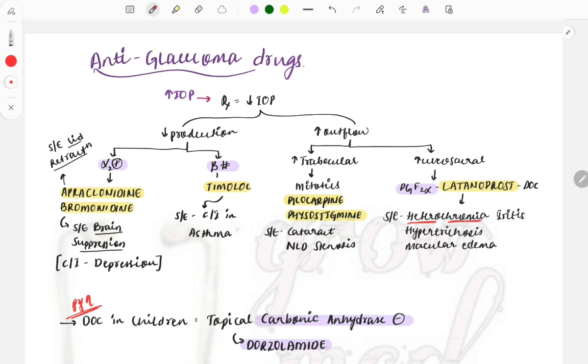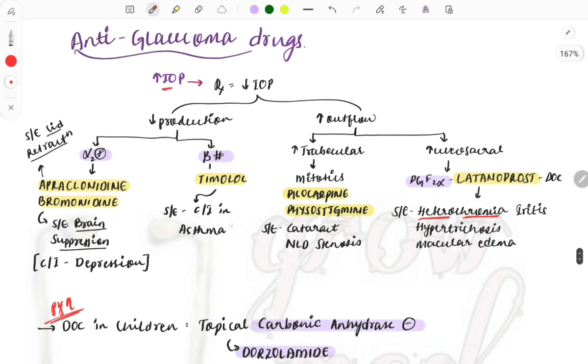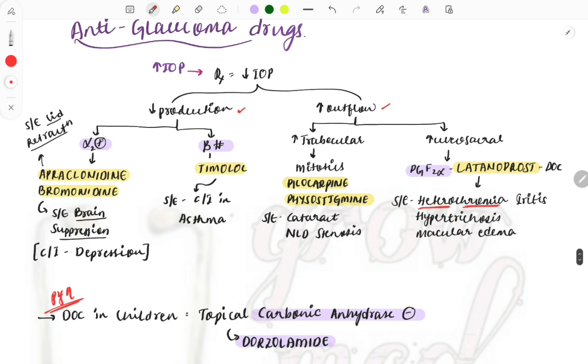So in glaucoma, what happens is the intraocular pressure is increased. So the treatment is to reduce the intraocular pressure. It is done by two methods: decrease the production or increase the outflow. Decrease in production is done by the alpha agonist and the beta blocker. Apraclonidine and brimonidine are the drugs used, and these are the particular side effects.